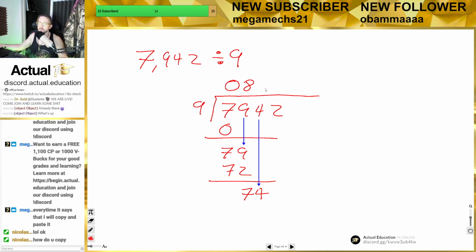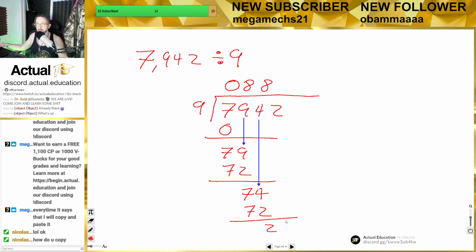8. Good. So then what do I do? And then we put another 8. And then we do 8 times 9, which is 72. Good. Where am I going to put the 72? Below the 74. Good. And then you're going to subtract 72 from 74, which is 2.